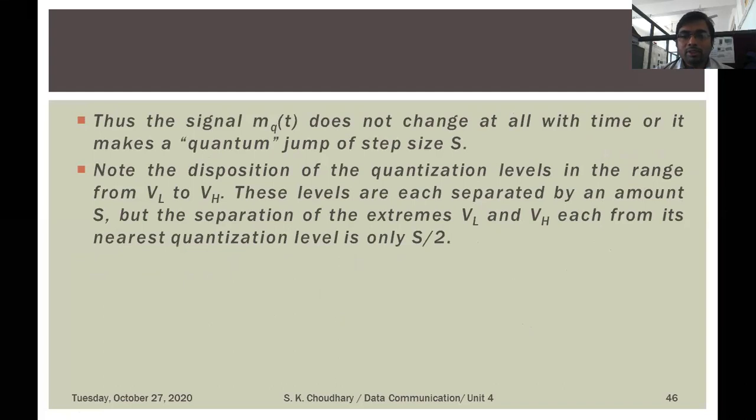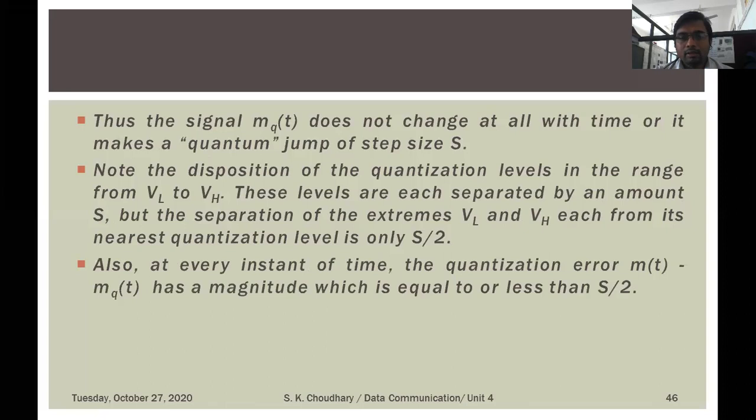Okay, so the disposition of these quantization levels in the range from VL to VH: these levels are each separated by the amount s that we have already discussed. And at every instant of time there is a quantization error. What is the quantization error? It is the difference between the actual signal m(t) and the approximate signal mq(t). m(t) minus mq(t) is the quantization error, because we are doing the approximation by following the actual analog signal. Maybe it could be an exact approximation, maybe there is some error.